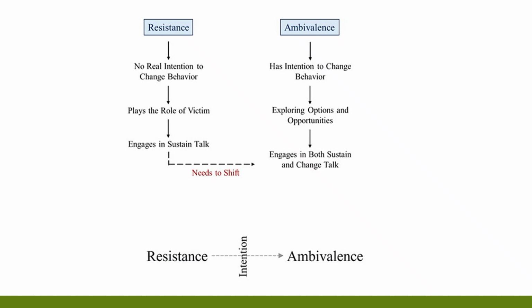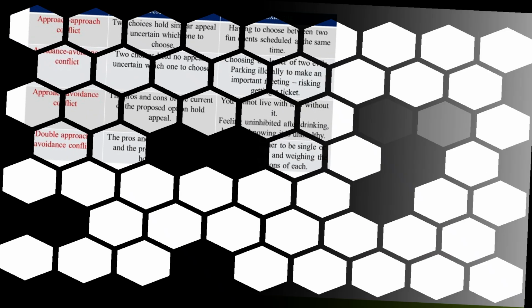So the person who's ambivalent has shifted a little bit, where there may still be some sustain talk, certain things where they're justifying their inaction, but accompanying that is what we call change talk, which speaks to prospecting the future. And so the difference is intention. And what we now need to do is to strengthen that intention to the best of our abilities.